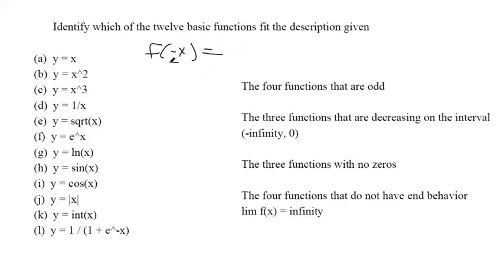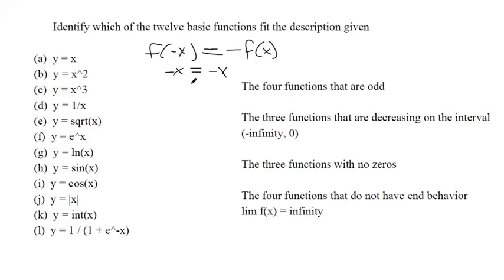The definition of odd says if you plug in negative x, it's the same thing as if you multiplied the entire outside of the function by a negative sign. So here's our function of x. If I replace x with negative x, it looks like this, just a quick, simple replacement. If I multiply this entire thing by negative 1, then I get negative x. They're the same. So this is an odd function.